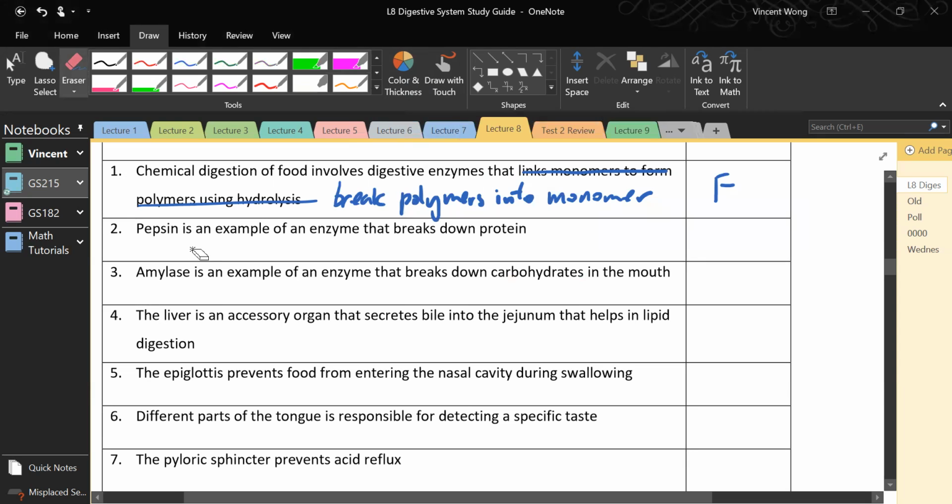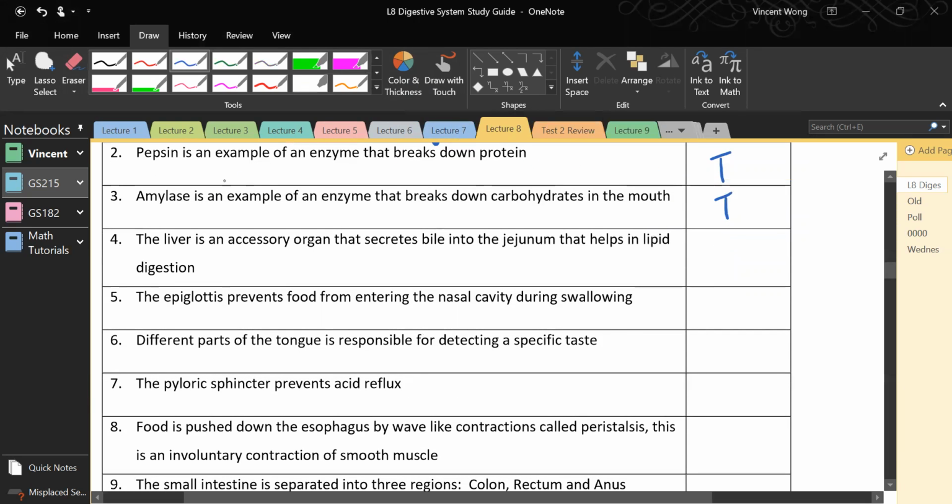Okay, next one. Pepsin is an example of an enzyme that breaks down protein. We mentioned this already. It is true. Amylase is an example of an enzyme that breaks down carbohydrates in the mouth. That is also true. Amylase breaks down amylose.